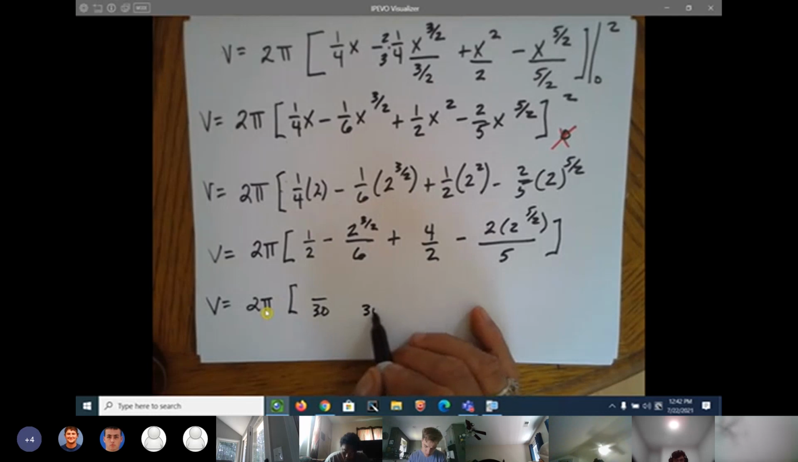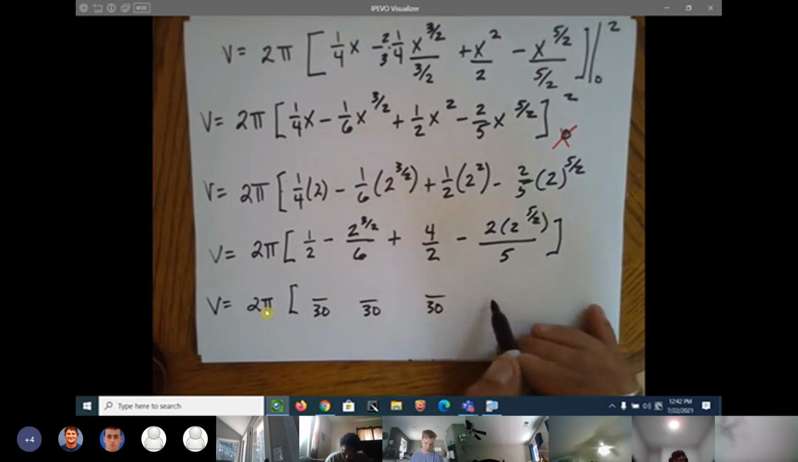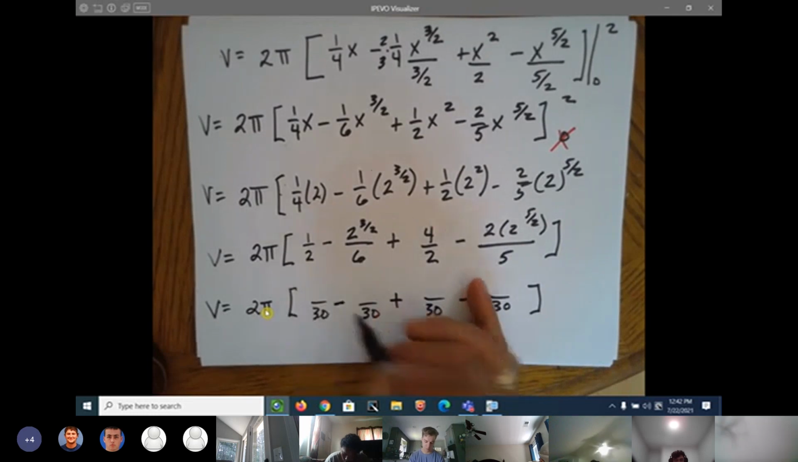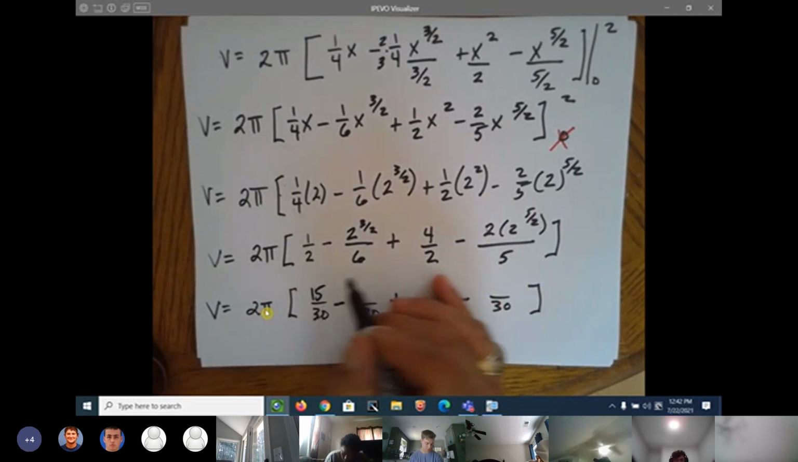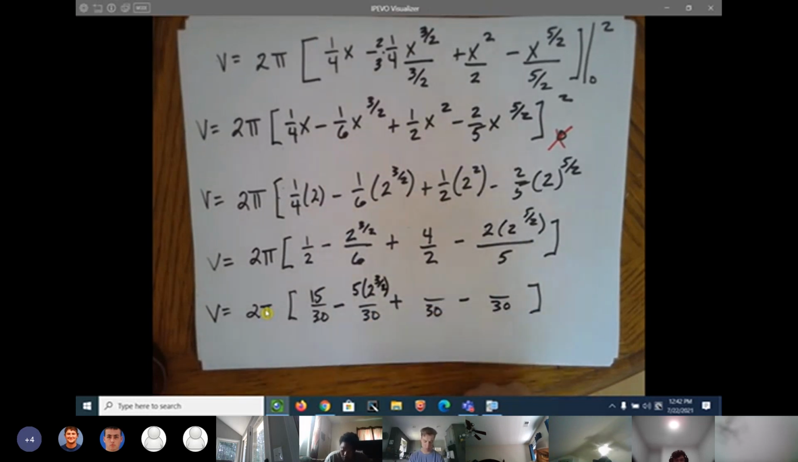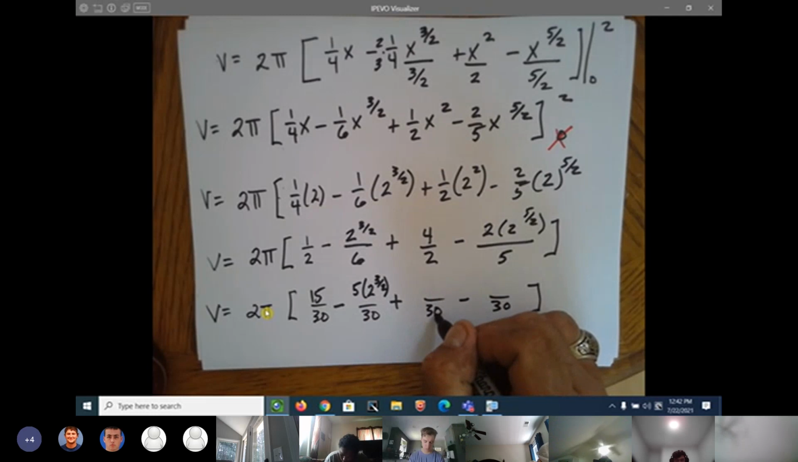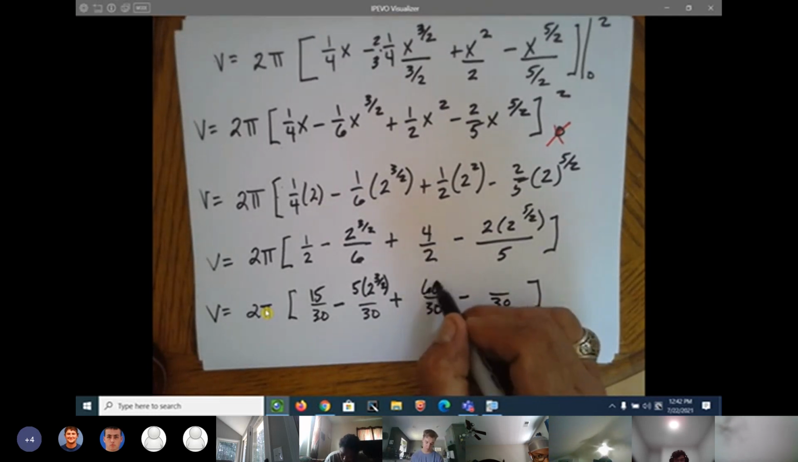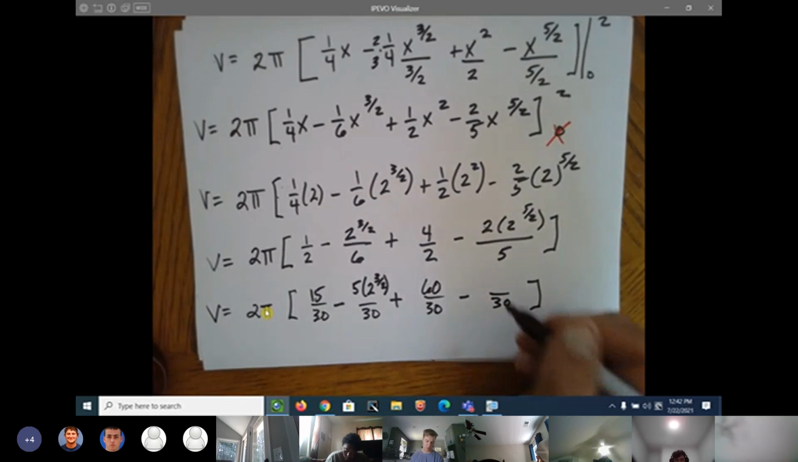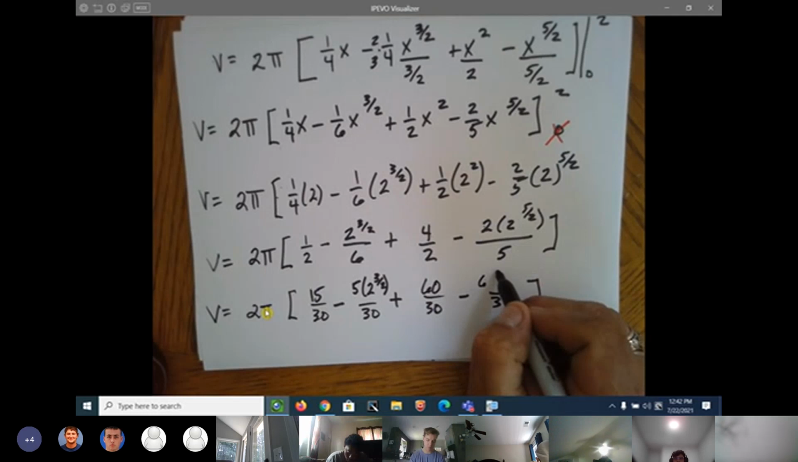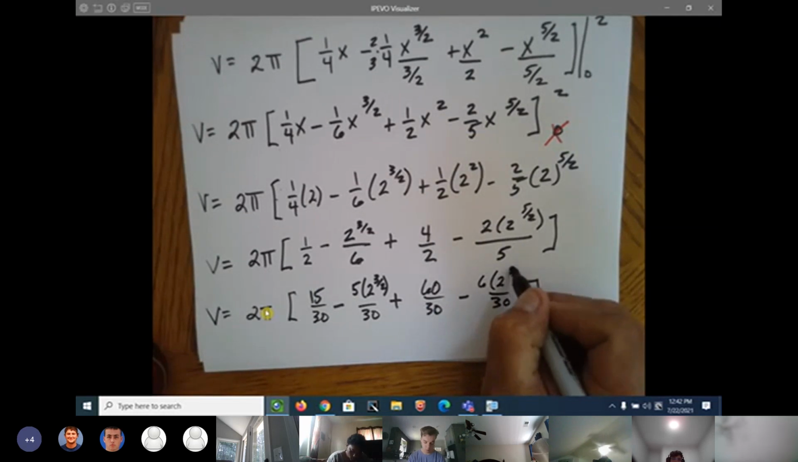30. 15, 6 will go in there, 5 times 2 to the 3/2. 2 will go in there, 15 times 4 is what, 60? And 5 will go into 30, 6 times 2 to the 5/2.